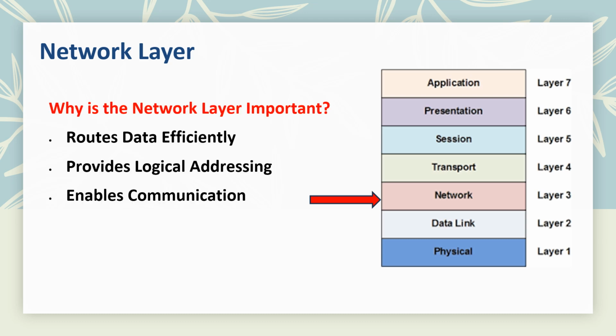The network layer is crucial because it ensures the data finds the best path across various networks to reach its destination. It uses IP addresses to manage data routing across the internet and large networks. It enables communication between different networks, allowing them to communicate and share data.